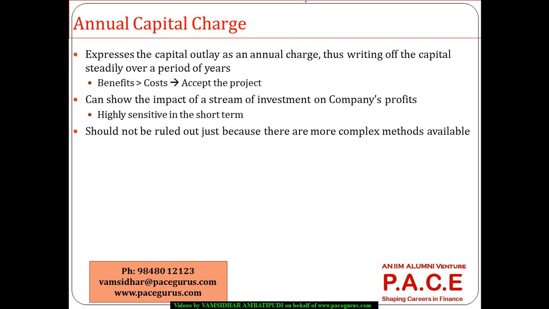Then, apart from those two which are regarded as the best in class tools for evaluating capital projects, we also see a few others. One, the annual capital charge, wherein whatever is the total initial outlay, the invested amount, I look at it as an annual charge. Based on the annual charge, I express this entire capital outlay and write it off, so every year that much capital is getting written off, which means over a period the overall capital is getting written off.